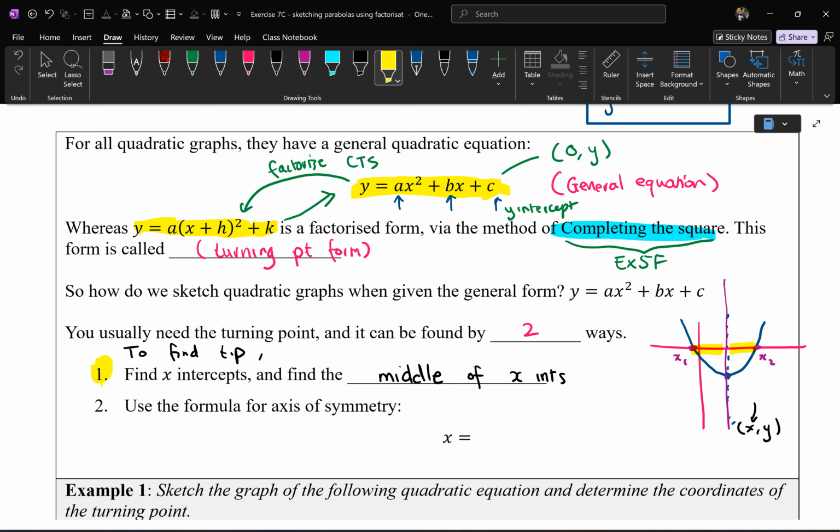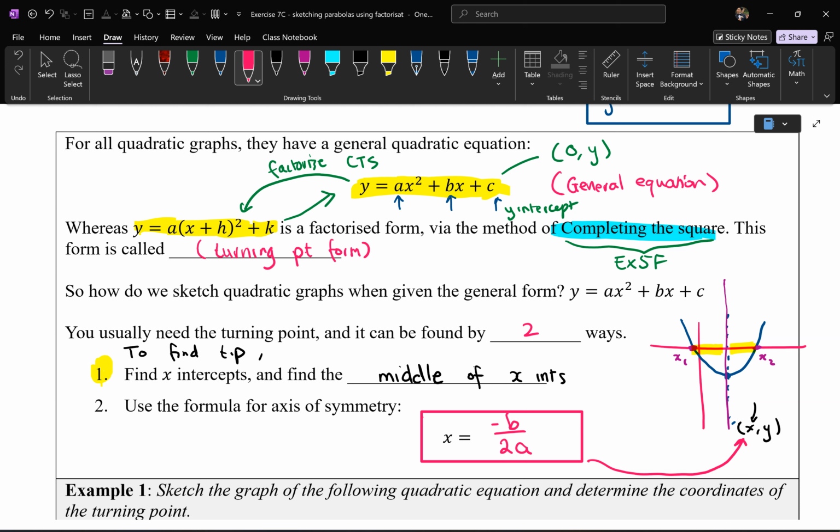Method 2 is a formula. Now you won't know the proof for this formula until you learn calculus, which is at the end of year 11, but you might be doing it next year in year 10 enhanced. The formula is this, copy it down. Negative b over 2a. This will tell you the x coordinate of the turning point.